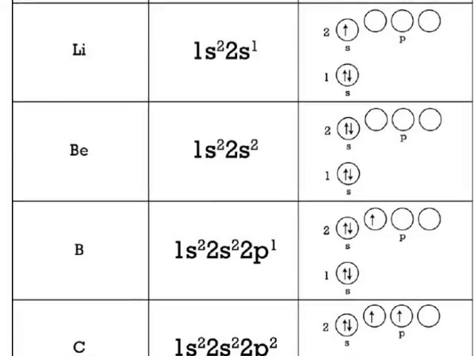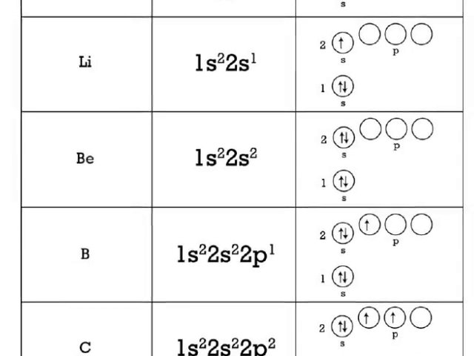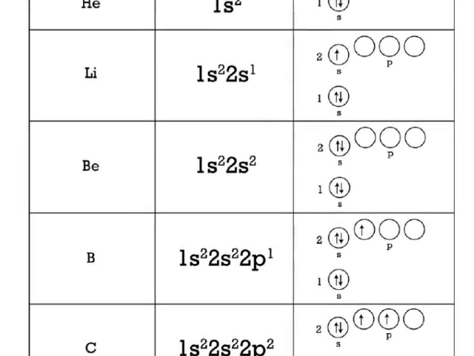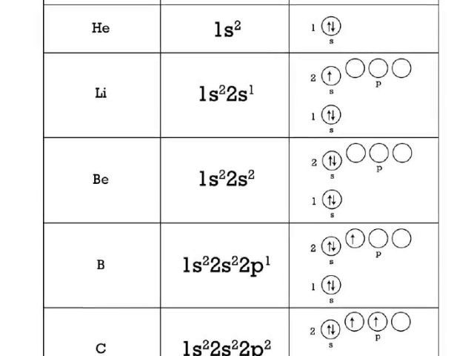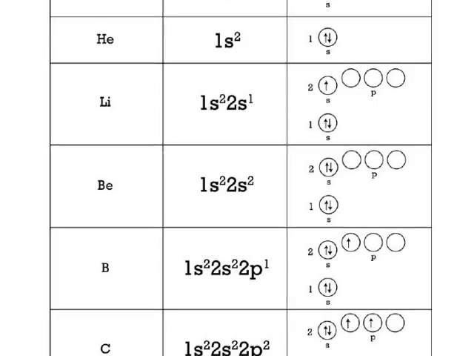Applying this rule shows, for example, that one electron will enter each of the three p orbitals in a main energy level before a second electron enters any of them.